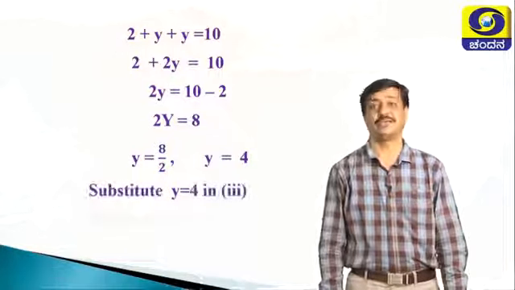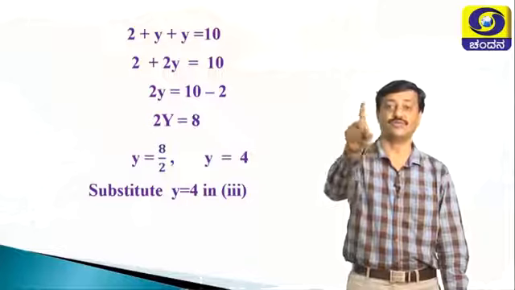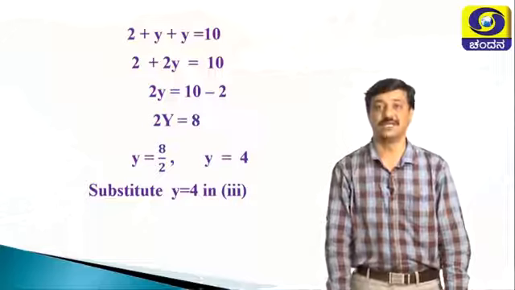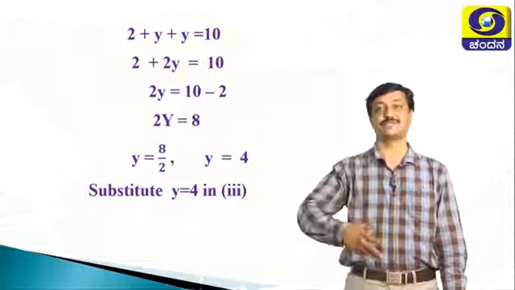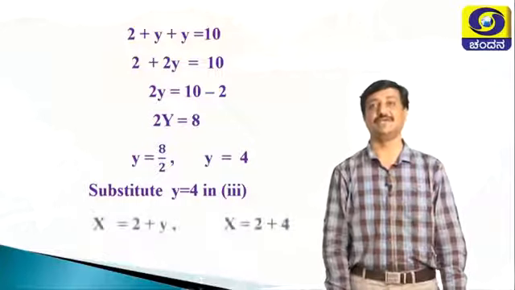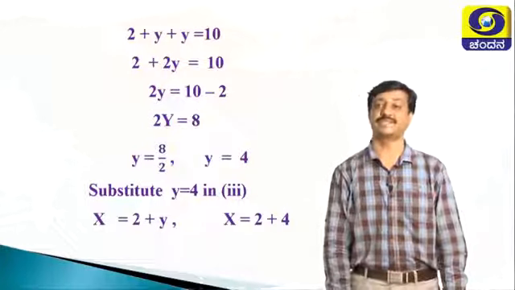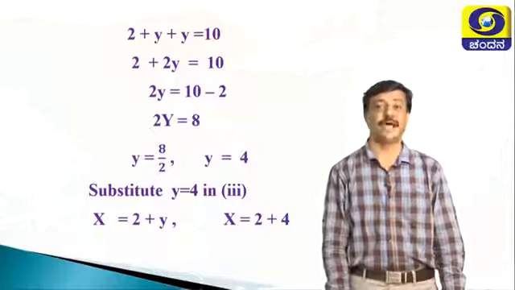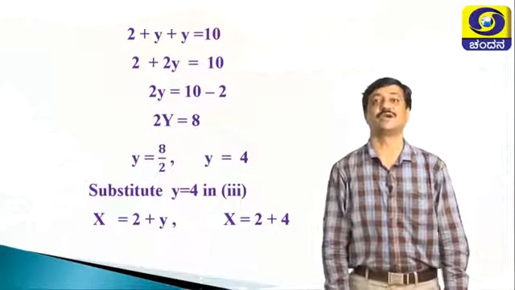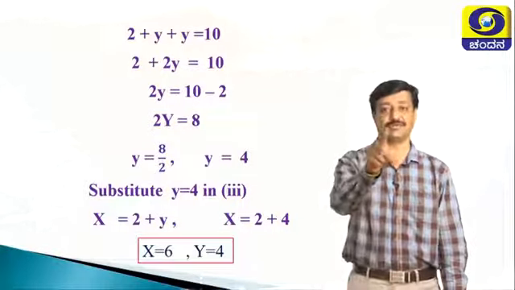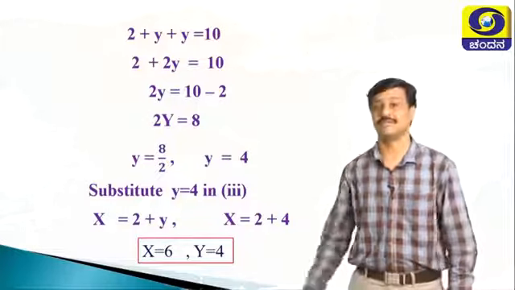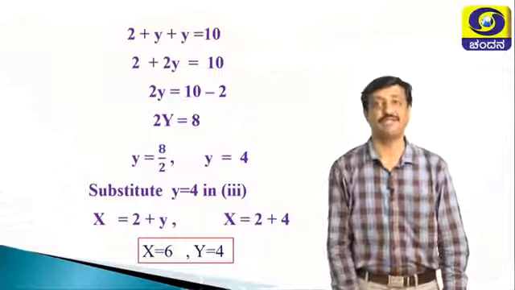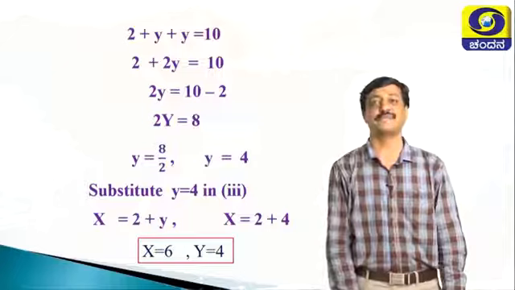Next, we have to get the value of x. Substitute y value 4 in equation 3, because already we have solved equation 3 for the variable x. Directly substituting y value 4 in equation 3, we get x equals 2 plus y, I mean x equals 2 plus 4. In place of y, you take the y value as 4. After adding 2 and 4, you will get x value as 6. Now, x equal to 6 and y equal to 4. This is the required solution for the given pair. In this way, you can solve the pair of linear equations in two variables by substitution method.